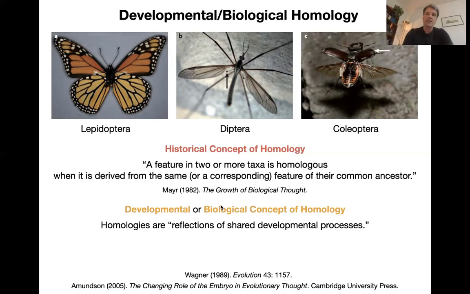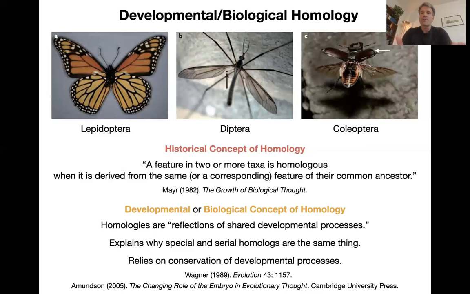And the advantage of this type of homology is, of course, that you can also deal with serial homologs that are not going back to a common ancestor necessarily. So it explains why special and serial homologs are the same thing, okay? And then it relies on the conservation of developmental processes. Okay, so we need to have some sort of criteria that allow us to identify this, to trace it.